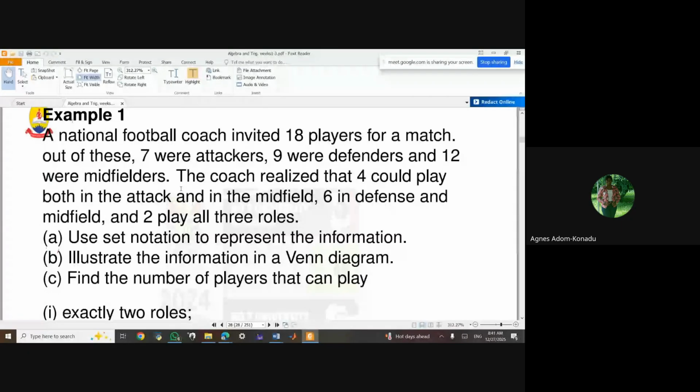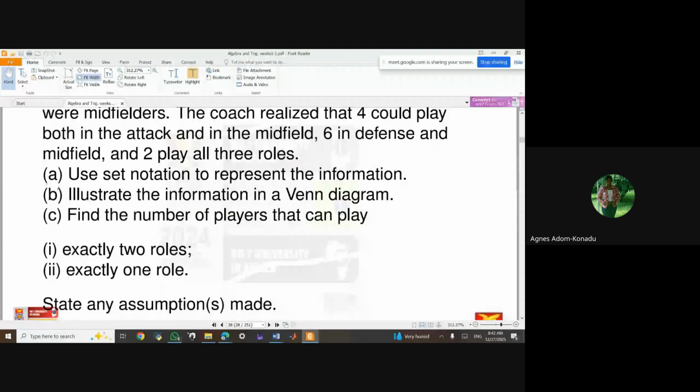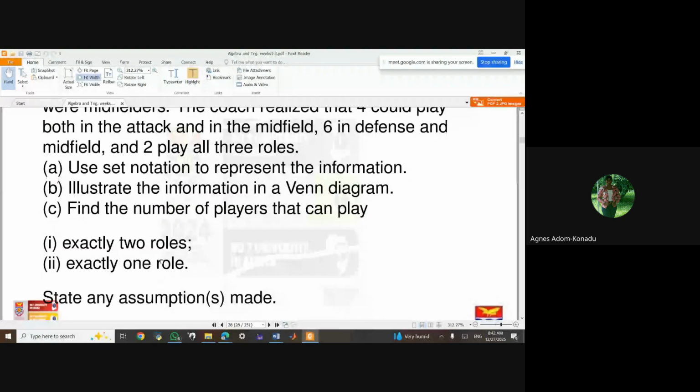It says that a national football coach invited 18 players for a match. Out of these, 7 were attackers, 9 were defenders, and 12 were midfielders. The coach realized that 4 could play both in the attack and in the midfield, 6 in defense and midfield, and 2 play all 3 roles. Use set notation to represent the information. Illustrate the information in the Venn diagram. Find the number of players that can play exactly 2 roles and exactly 1 role.